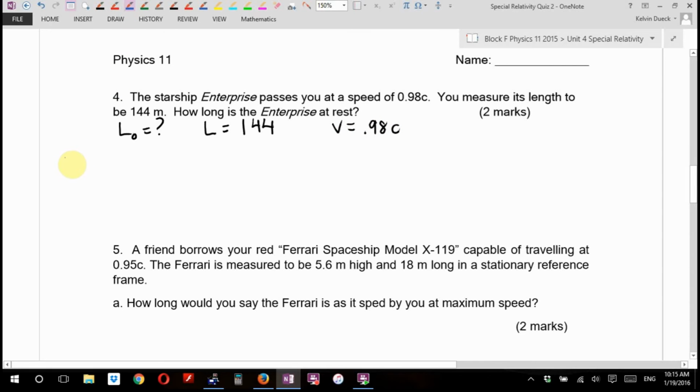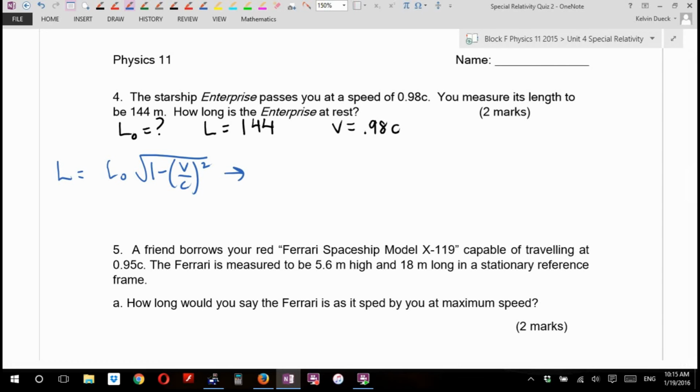So the equation that I have right now is L equals L0 square root of 1 minus (v over c) squared. How would I get the L0 by itself? Divide by what? The big square root? Oh, the Lorentz factor?